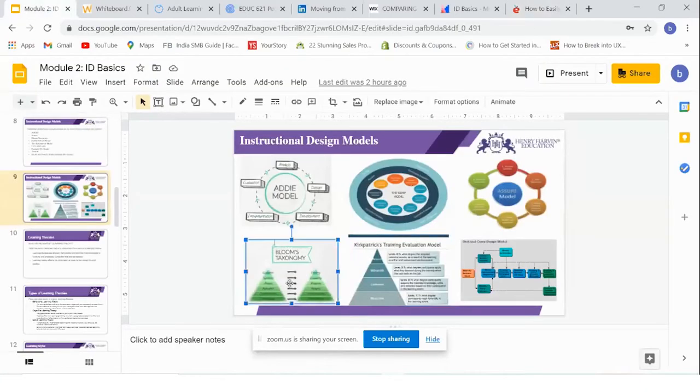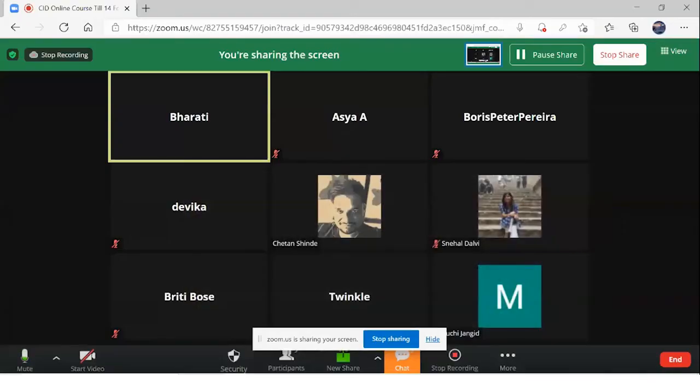Then comes Bloom's taxonomy. So, anyone who knows about Bloom's taxonomy, can you just share what you know? Those who have worked or who are already working in e-learning, instructional designing, or content creation, they must be knowing about it. So, can you just share your take on it? Hello? All right, I'll go to the next thing.